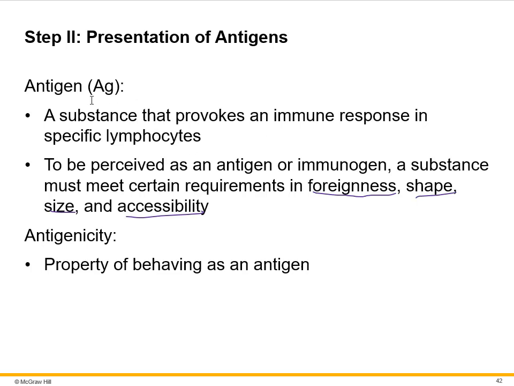So an antigen, going back to this description here, is anything that provokes an immune response in specific lymphocytes. So it's specific to it. To be perceived as an antigen or immunogen, it has to meet certain requirements. They have to be foreign, have a specific shape and size and accessibility. And so the property of behaving as an antigen is antigenicity. So not all substances provoke an immune response for whatever reason. They may not be foreign or complex or have the right size, and so that's what we're going to look at, is things that have a better immunogenicity or antigenicity.